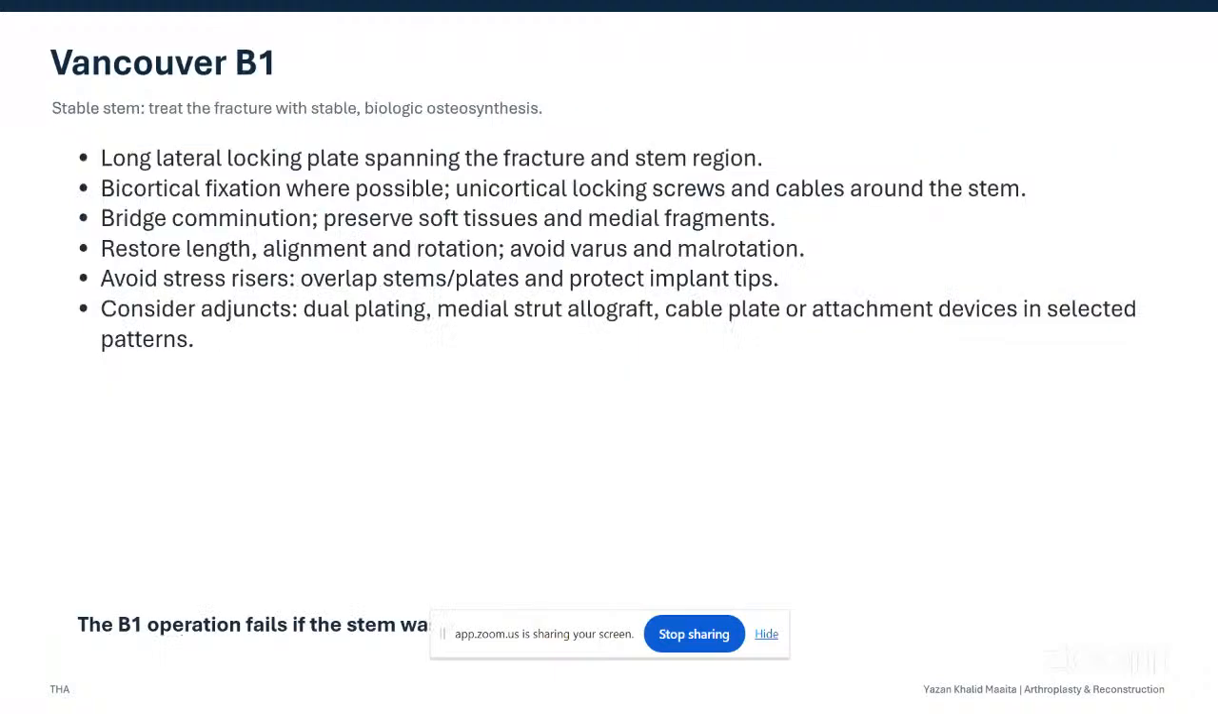Vancouver B1. The stem is stable with adequate bone stock. Treat the fracture with stability and biological osteosynthesis. The gold standard is a long lateral locking plate spanning the fracture and the stem region, with bicortical fixation where possible, unicortical locking screws and cables around the stem, bridging the comminution.